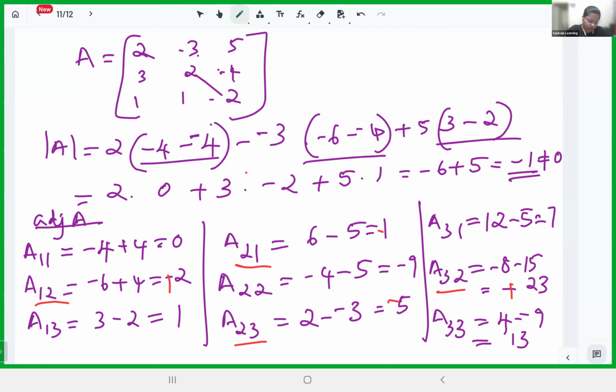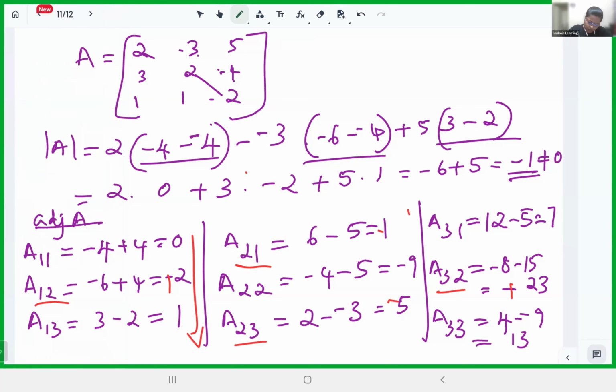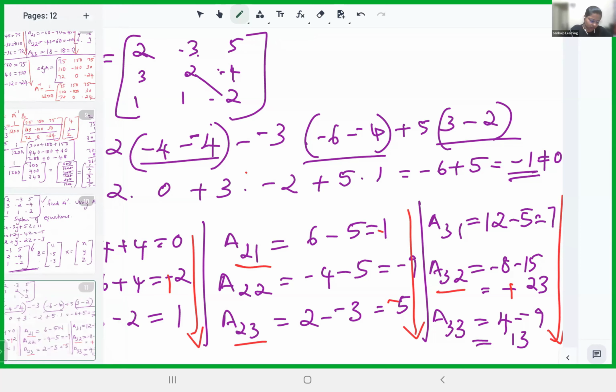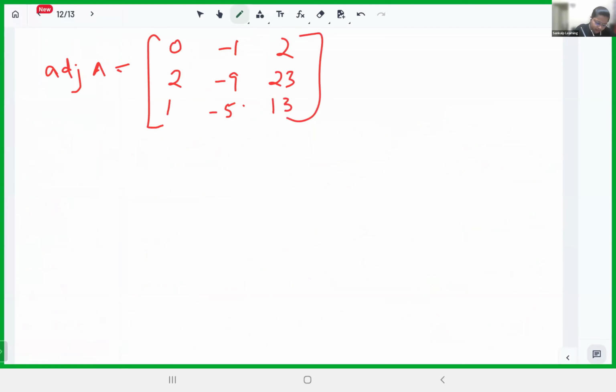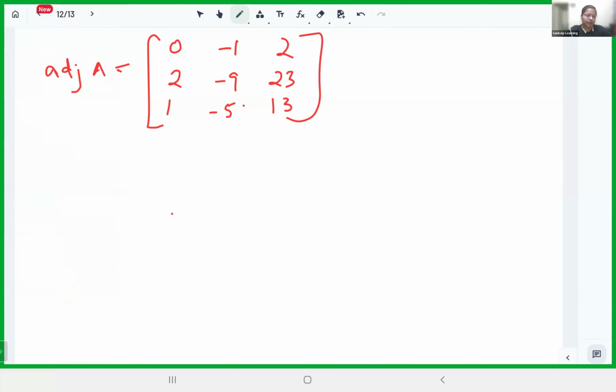Right. Now, what is adjoint of the matrix? You have to write this as the first column, second column, and this one as the third column. That is the adjoint of the matrix. So, adjoint of A is equal to matrix 0, 1, minus 1, minus 9, minus 5, 2, 23, 30. Right? Okay. So this is our adjoint matrix.